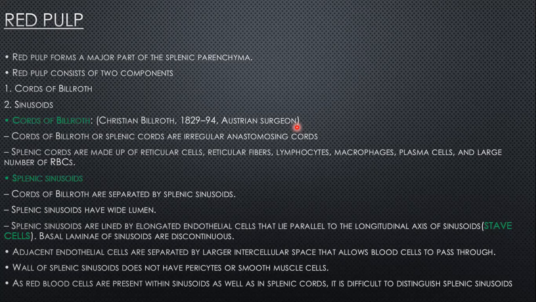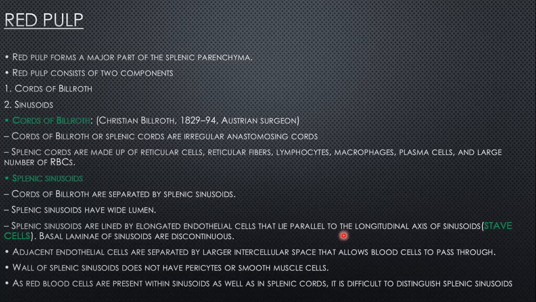Now, the splenic sinusoids. The cords of Billroth are usually separated by the splenic sinusoids, which have a wide lumen. The splenic sinusoids are lined by elongated, please understand this, elongated endothelial cells that lie parallel to the longitudinal axis of the sinusoid. Those cells are banana shaped. They look like staves, so they are known as stave cells.